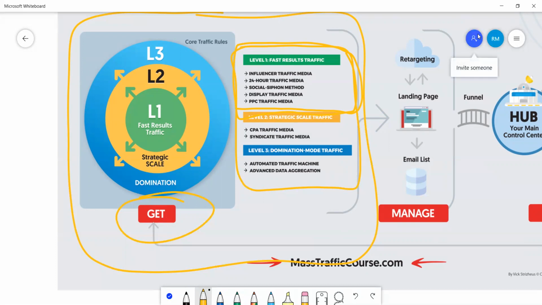And again, everything I've learned and everything I'm going to talk to you about I've learned from 4%, and I learned from Vick. His name is Vick Strizheus. He's the founder and owner of 4%, and that's what I'm going to be talking about, the course. If you stay to the end, you'll hear about the course after you download the mass traffic blueprint.